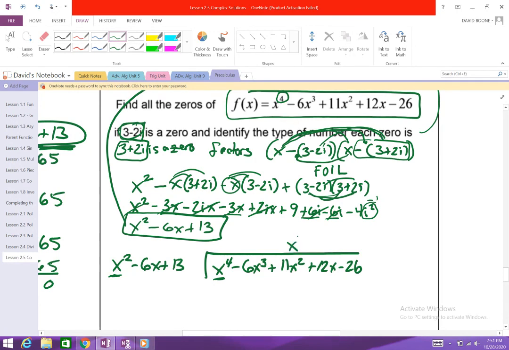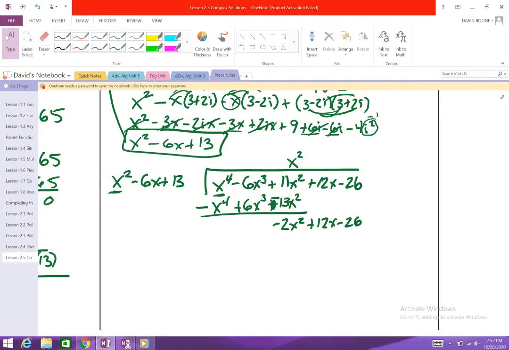What do I multiply x squared by to get to the x to the 4th? Well, I have to multiply by x squared, so I'm going to line it up over here over the x squared. Now I'll take x squared times each of these. I get x to the 4th. x squared times here, I get minus 6x to the 3rd. x squared times 13 is 13x squared. And remember to change the signs. And you can add. Add those up, that's gone. Okay, this is gone too. Now we've got negative 2x squared. I'm going to bring down the other pieces.